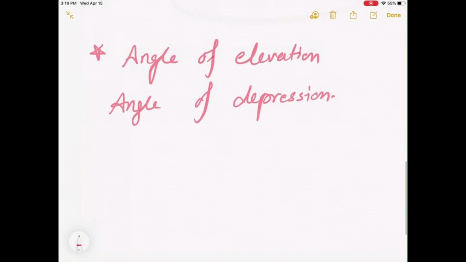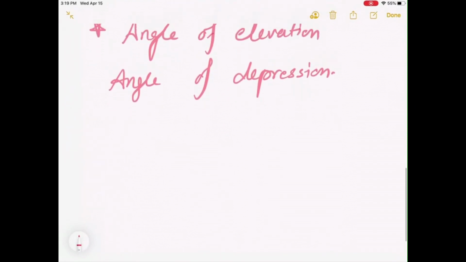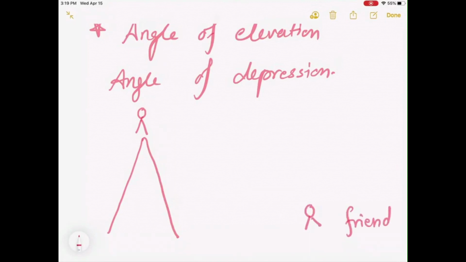In order to understand this, let me show you something. Let's just say there's a big mountain here. I don't want to make it spiky. Anyways, just pretend this is a big mountain. And you are standing up here, and your friend is standing down here. So this is your friend and you're up there. Let me pick a different color. This is you, and this is your friend.